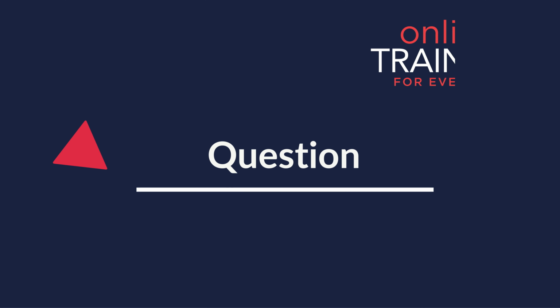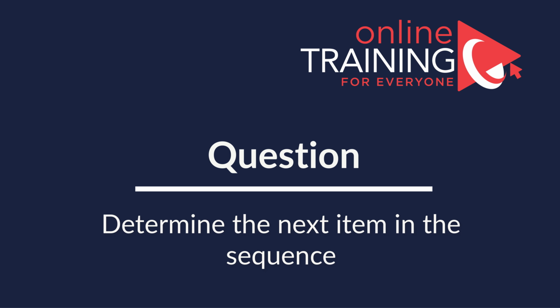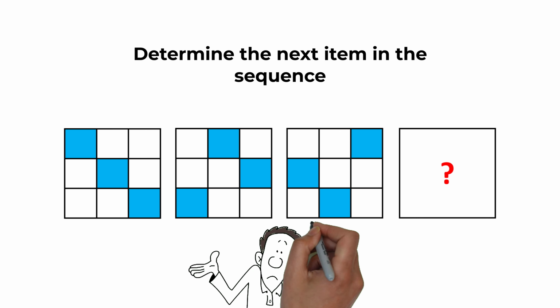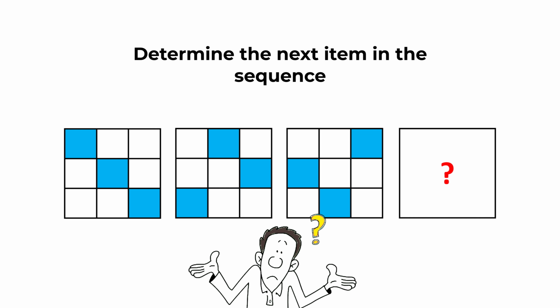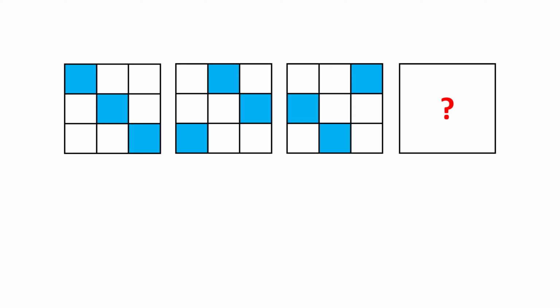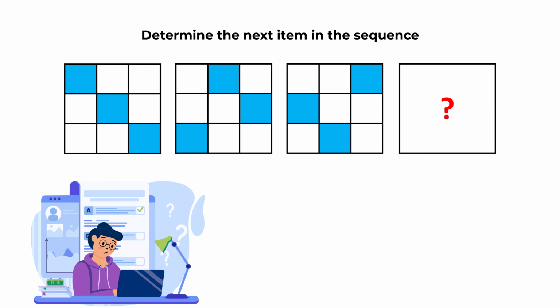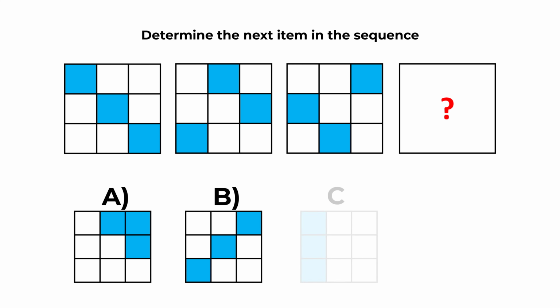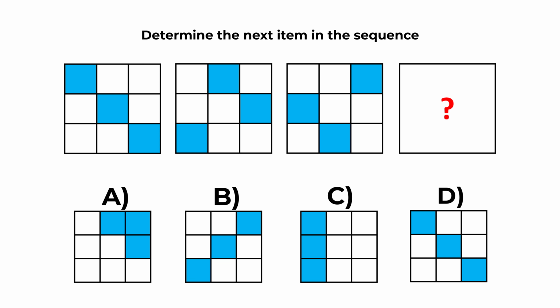Here is a very interesting problem that you might frequently get on the test. You need to determine the next item in the sequence. You're presented with the sequence of large squares. Each large square contains 9 small squares inside, and the small squares are of different colors. You need to determine the next item in the sequence, and you have 4 different choices: choices A, B, C, and D. Do you see the answer?